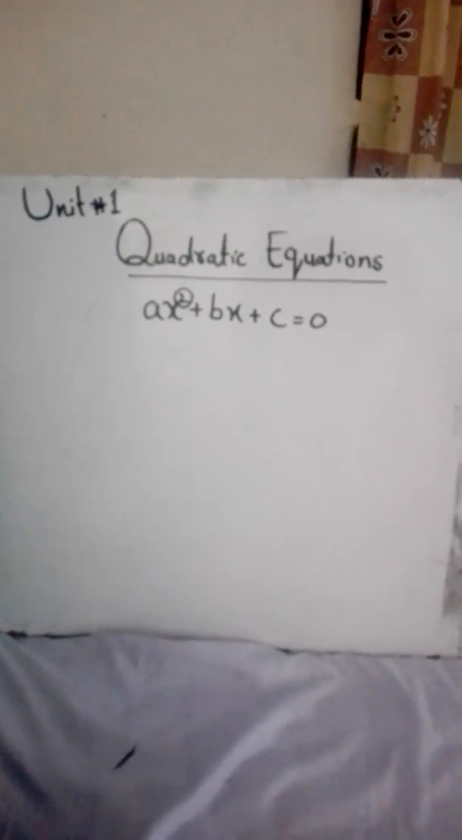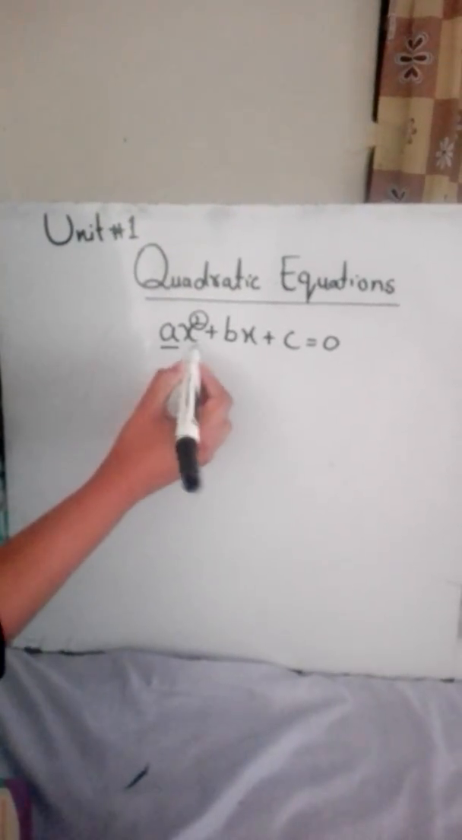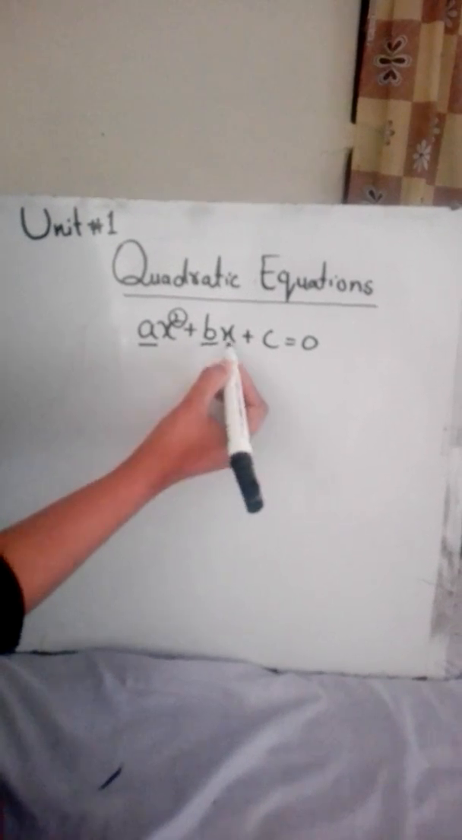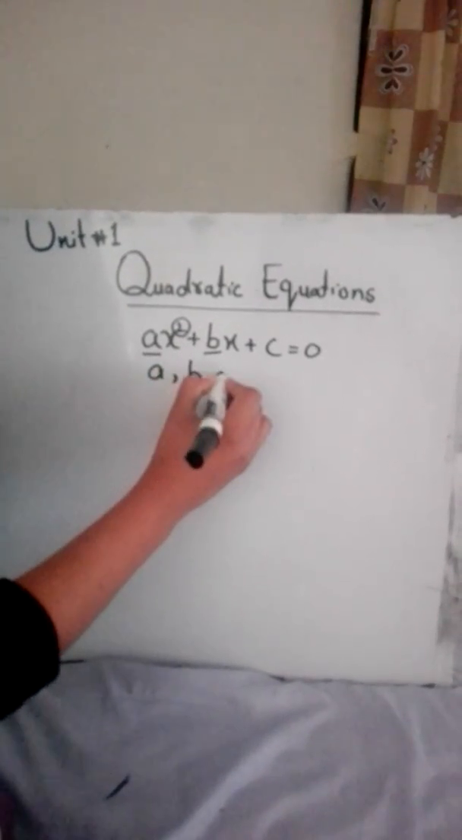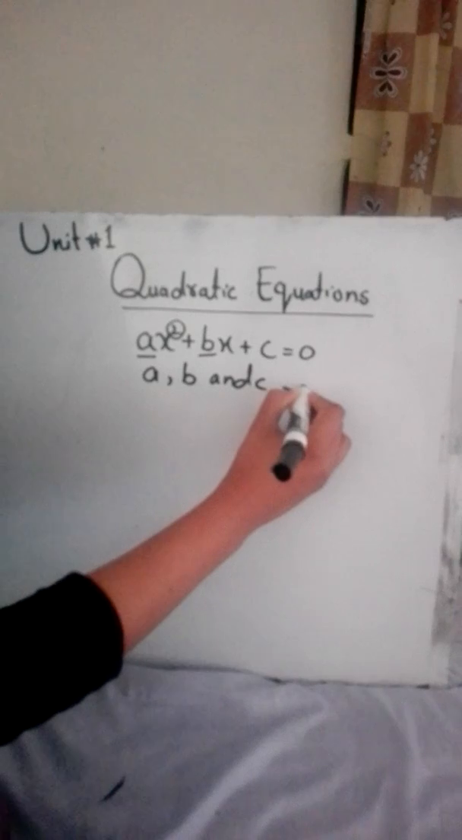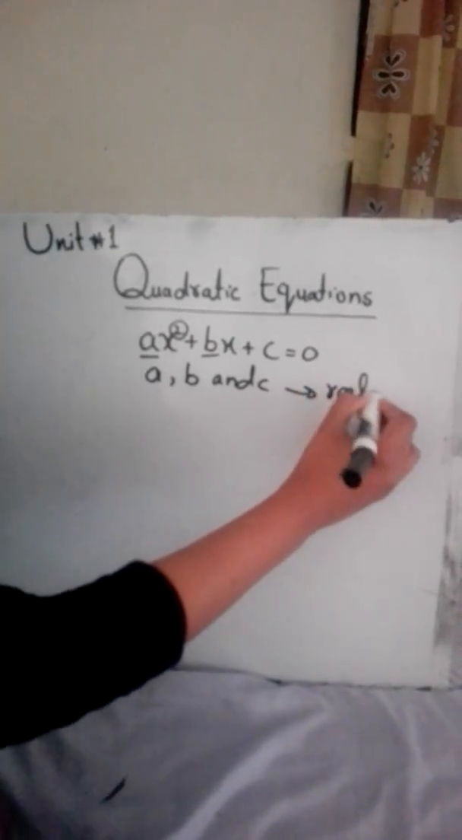If we talk about its proper definition, then it is an equation which contains the square of the unknown variable but no higher power, and is called a quadratic equation or an equation of second degree. This is the standard form of quadratic equation in which a is the coefficient of x squared, b is the coefficient of x, and c is the constant. Here a, b, and c are real numbers.